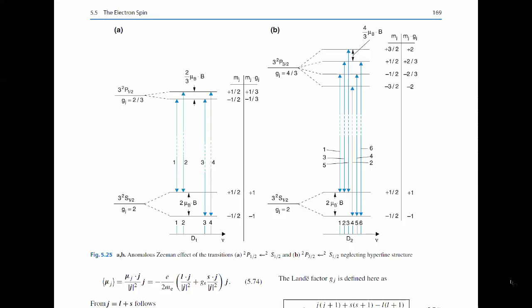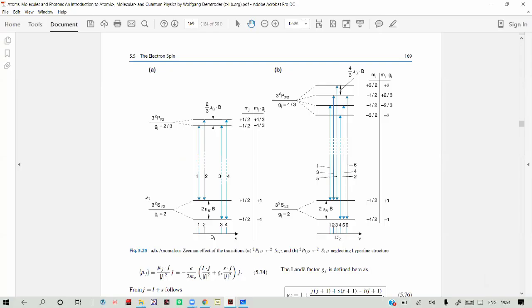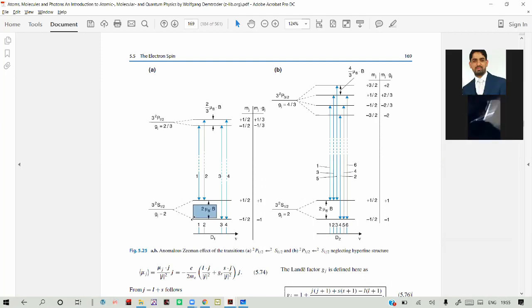Now see here. This is the 3s half term. g_J is 2 for 3s half. So when you place it in a magnetic field, this g_J will change into M_J g_J here. This is plus 1, this is minus 1. This is plus half, this is minus half. And you can calculate this difference using that expression, M_J g_J μ_B B. Okay, this is the difference. And these are two levels in the magnetic field.